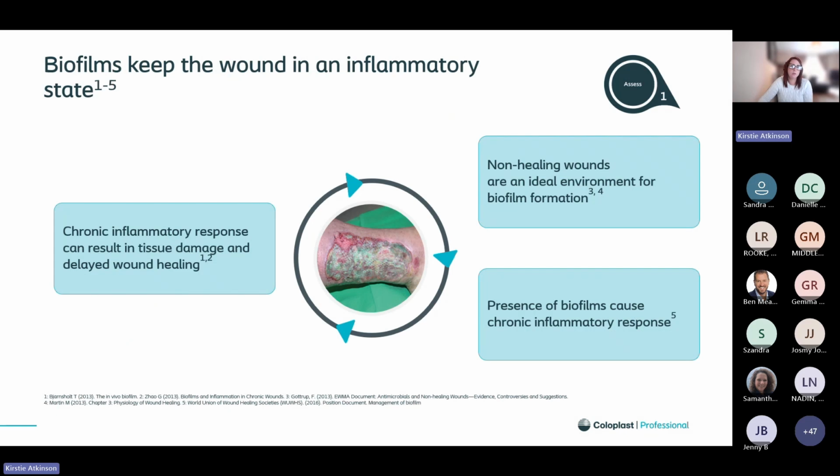And what biofilms do is they keep the wound in that inflammatory state. So you've got a non-healing wound, which is a perfect environment and breeding ground for biofilm formation. That biofilm then causes an inflammatory response. The inflammatory response causes delayed wound healing and tissue damage, which again is the ideal environment. So it's a constant cycle, and something needs to go in and break that cycle.